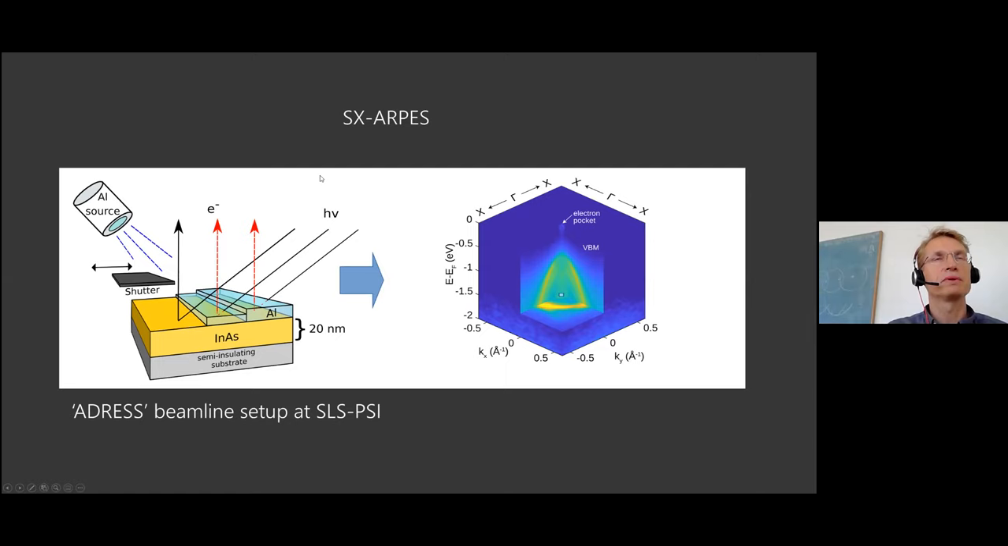Okay, to move on, of course, the drawback with STM is that it's really difficult to get information from the buried interface between the superconductor and semiconductor. So we went into ARPES, which can probe deeper into the bands of the buried interfaces. This is at PSI. There's an ADRESS beamline that is very suitable for these materials. And then we bolted on an aluminum source in situ and a shutter, so we could characterize the band structure of indium arsenide, and also, as we grow the superconductor on top in situ, see how the bands of the indium arsenide change.